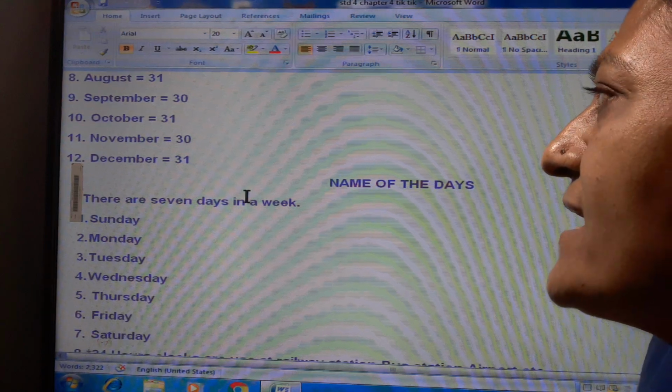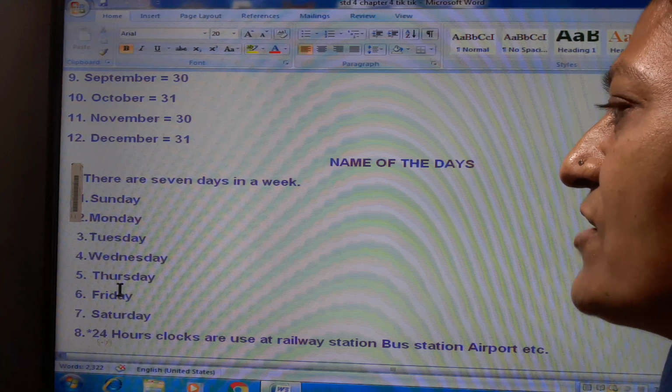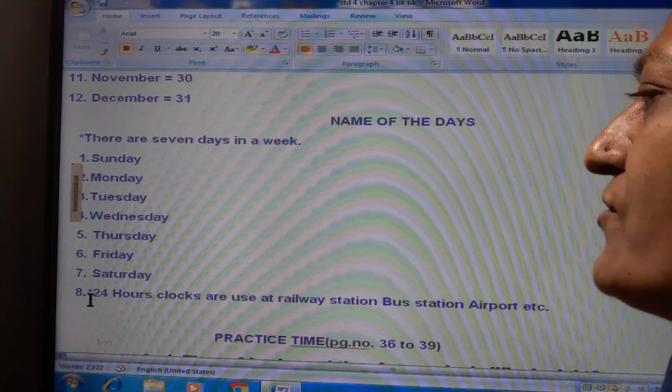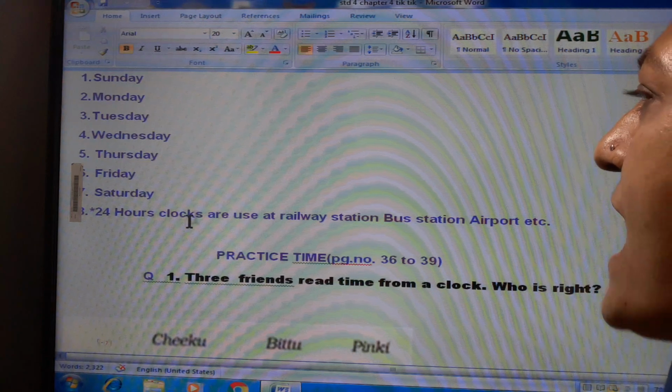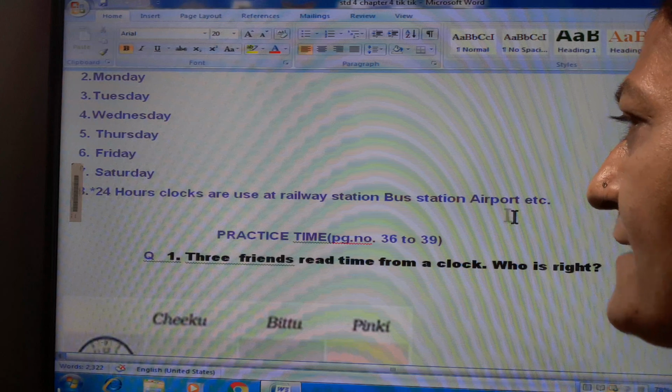Now the names of days. There are 7 days in a week: Sunday, Monday, Tuesday, Wednesday, Thursday, Friday, and Saturday. A 24 hour clock is used at railway stations, bus stations, airports, etc.